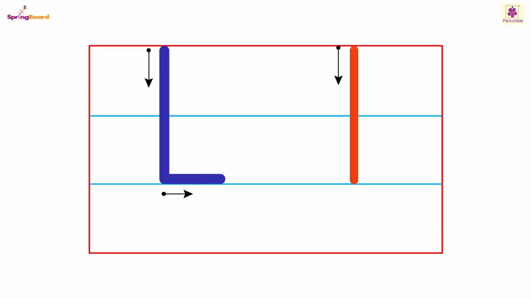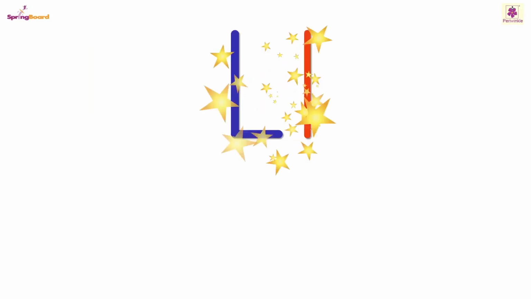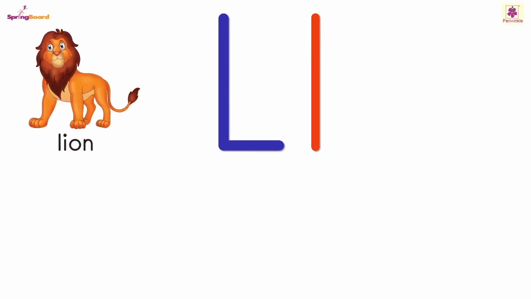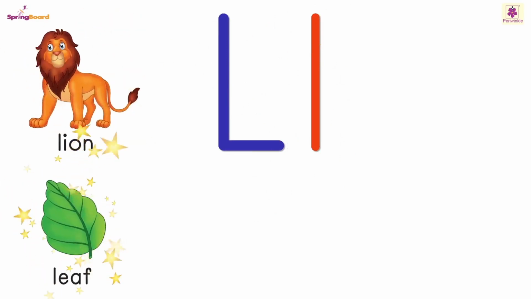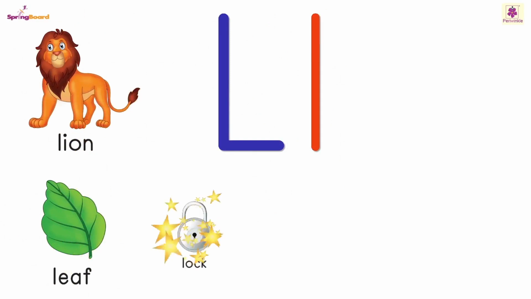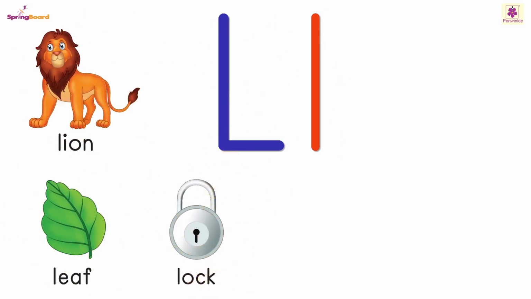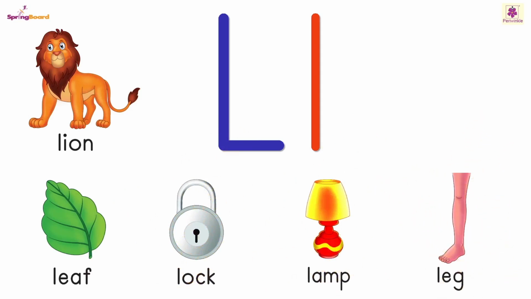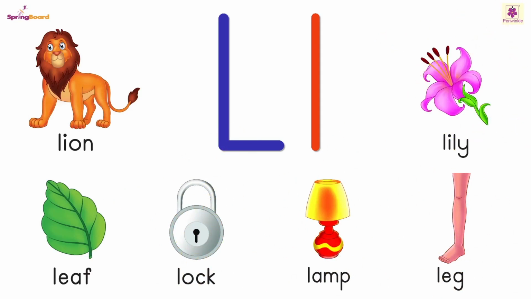This is letter L. The sound of letter L is L. What are the things that begin with the sound of letter L? L, L. Lion. Leaf. Lock. Lamp. Leg. Lily.